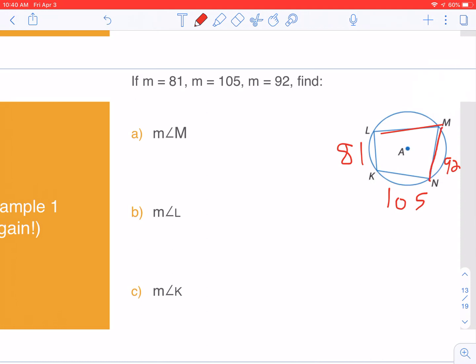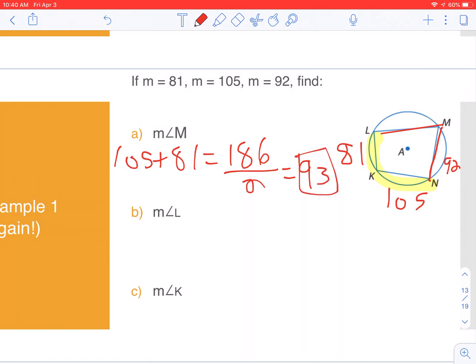Okay, there's N. It corresponds to this arc here. To find the entire arc, I have to do 105 plus 81. 105 plus 81 equals 186. And then to find M, I have to divide that by 2, cut it in half like we learned earlier, and I will get 93. All right, so angle M is 93.